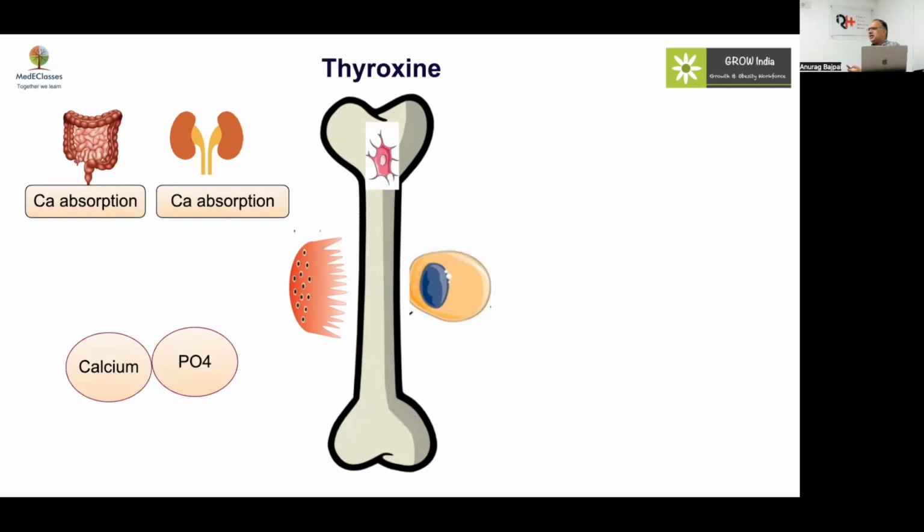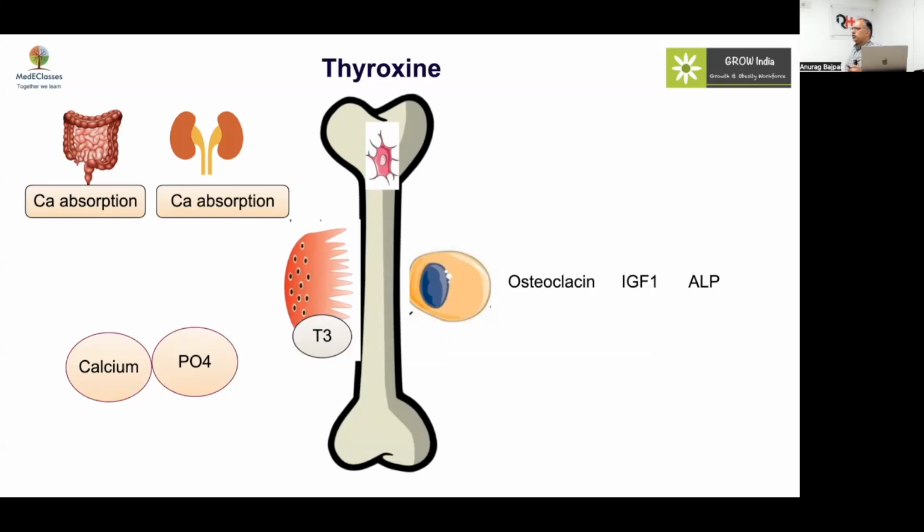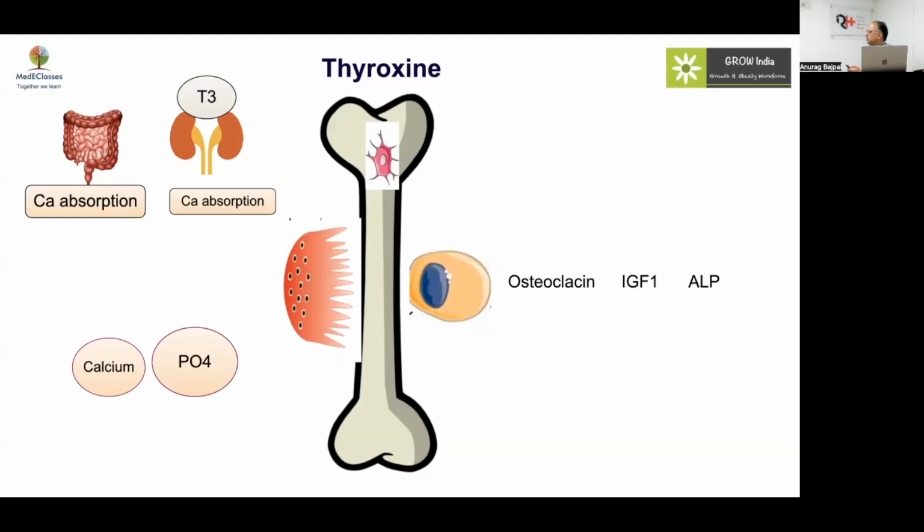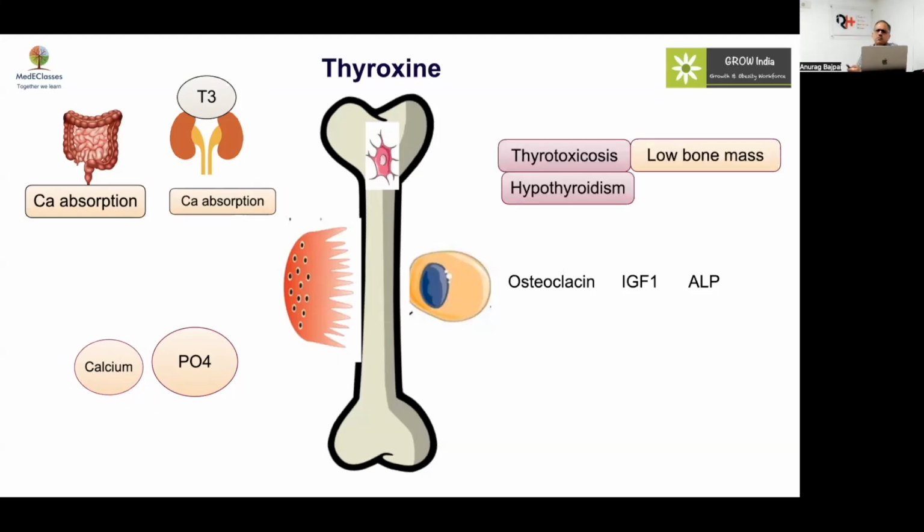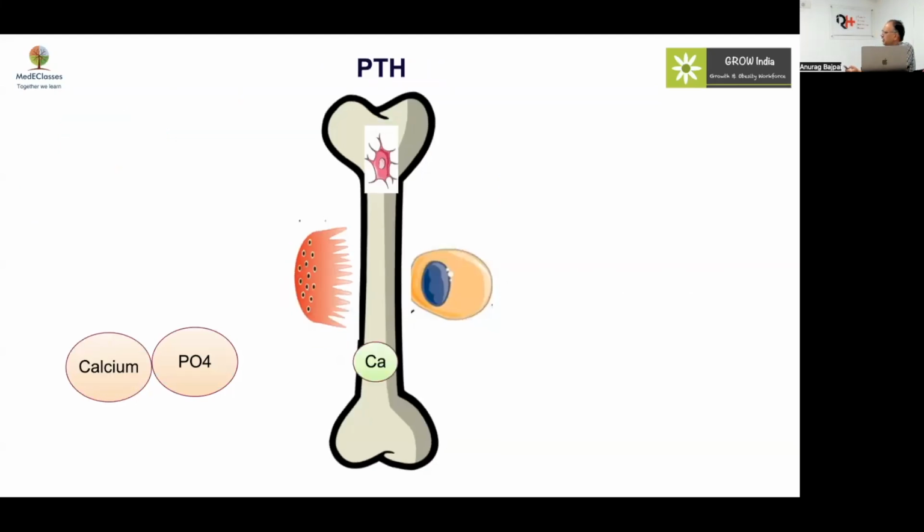Thyroxine, I said, plays an important role in terms of bone turnover. It has an effect on bone formation using the osteoblast as well as an effect on the osteoclast. So if you have thyrotoxicosis, the bone turnover is more. If your turnover is more, you will have more resorption first and then formation. Also, it has an effect on calcium, inhibits calcium absorption, and thyrotoxicosis, we discussed, will cause low bone mass. Hypothyroidism causes an overall low bone turnover scenario.